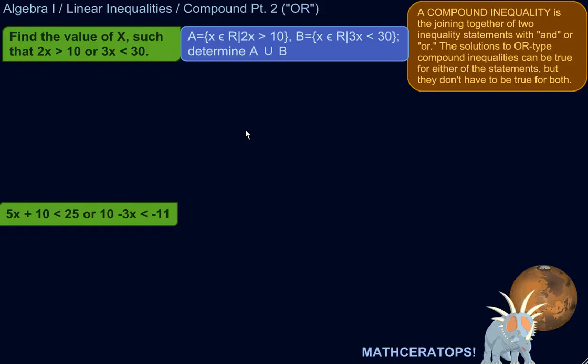Alright, so we're looking at compound inequalities, which are the joining together of more than one inequality statement with the words "and" or "or". In this lesson, we'll focus on the "or" kind. For example, this is what we're talking about. Find the value of x such that 2x is greater than 10 or 3x is less than 30. If a value satisfies either one of those requirements, then it counts. Thumbs up, it works for that compound inequality.